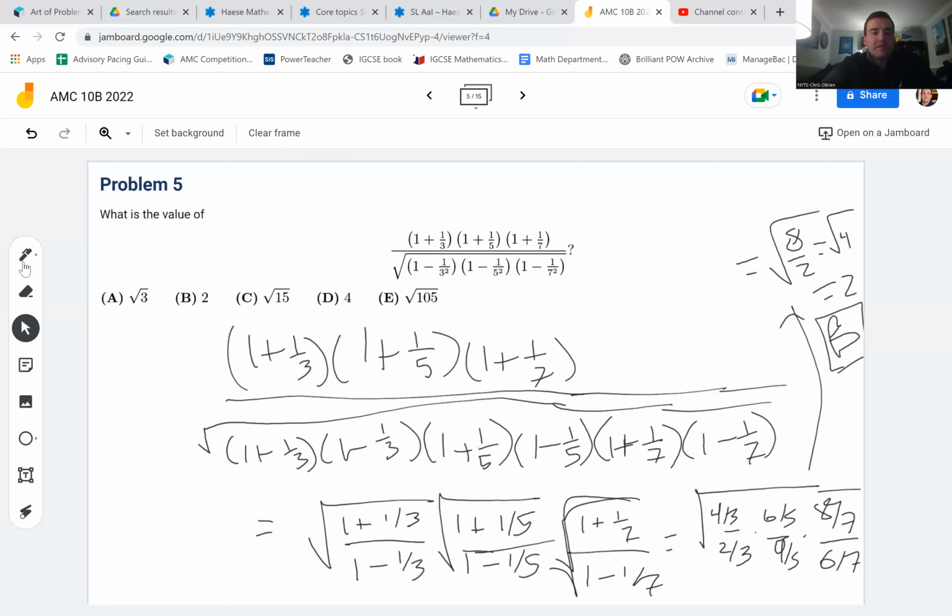The answer is, of course, B, 2, right? We'll get a little trickier. Sometimes these early problems can be a little tricky on the AMC 10.